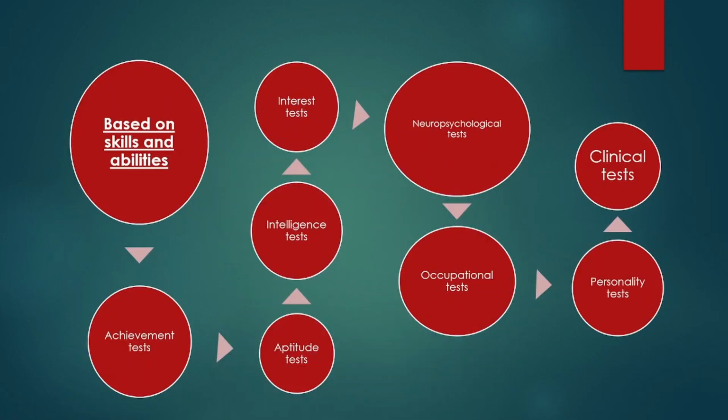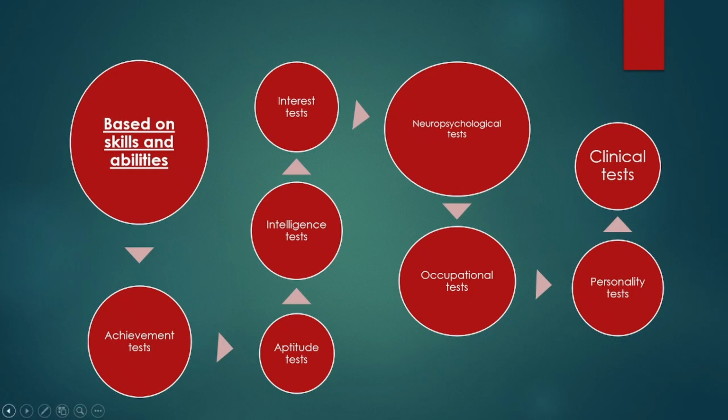Next, based on the skills and abilities, it is subdivided into different categories: achievement tests, aptitude tests, intelligence tests, interest tests, neuropsychological tests, occupational tests, personality and clinical tests. First of all, we will see about the achievement test. In the achievement test, for example, if the term exam is going on, whatever grade is obtained in that exam will be shown.